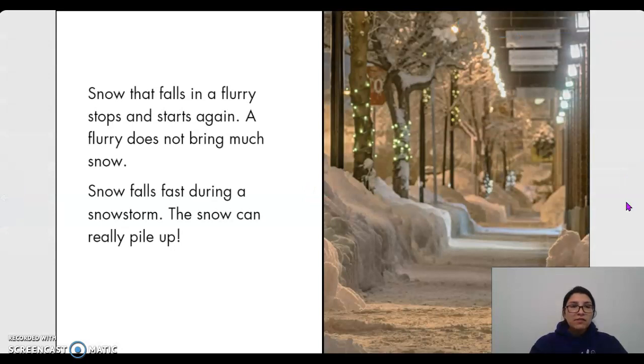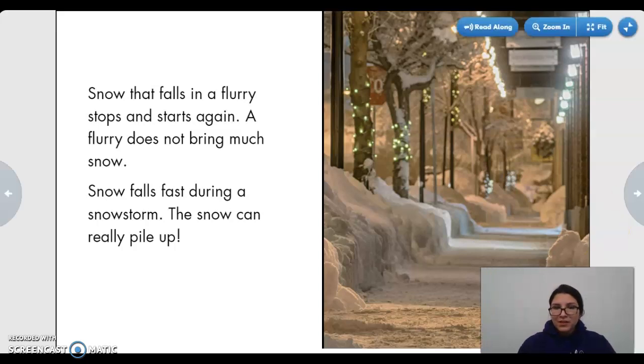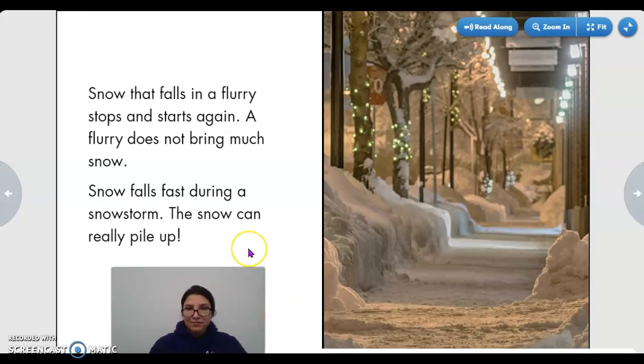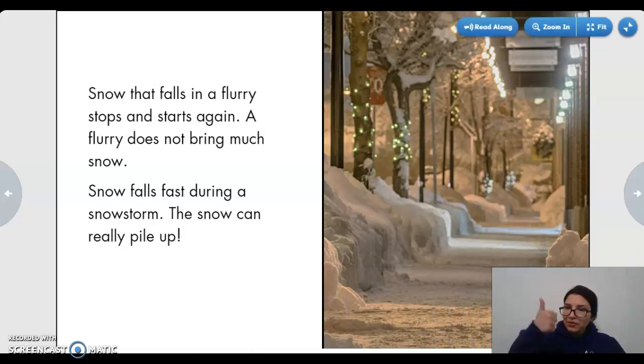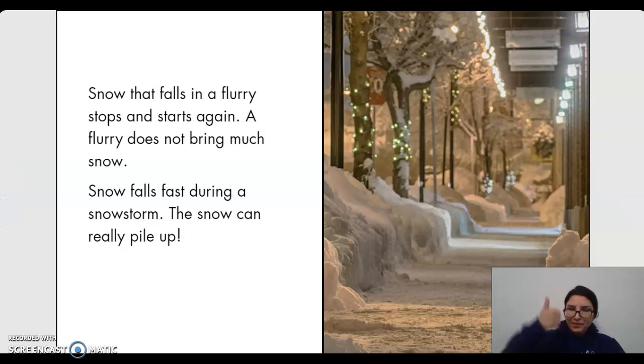Snow that falls in a flurry stops and starts again. A flurry does not bring much snow. Snow falls fast during a snowstorm. The snow can really pile up. So here's an example of that. Look at the snow piling up. Give me a thumbs up. Do you like snow? Yes or no? I like snow.